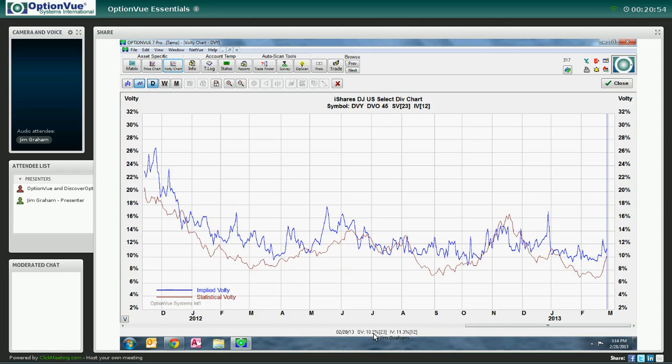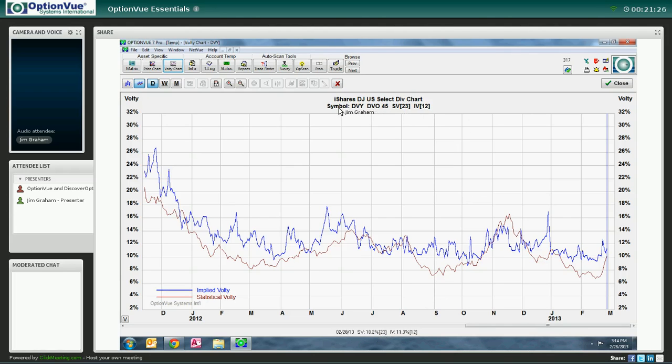It's saying 23% of the time, relative to this history that I have, the SV reading was higher than it is today. And the IV shows a current reading of 11.3% with a 12 percentile. The 12 percentile is telling you basically 88% of the time it's been higher than it is today. Only 12% of the time it's been lower. So it's near its lowest IV.